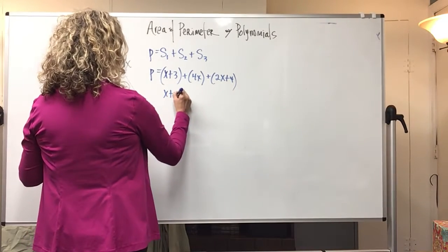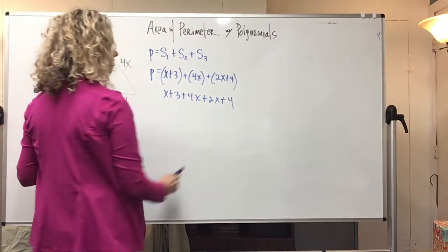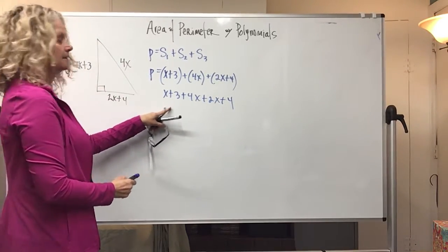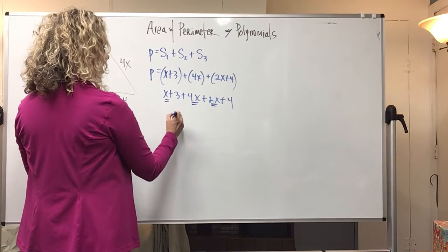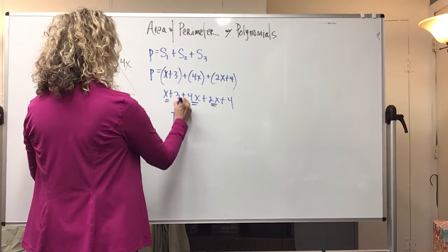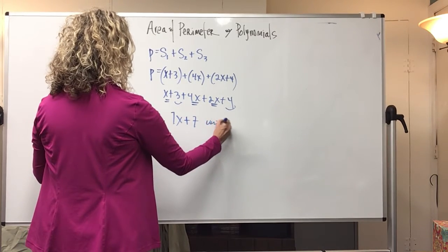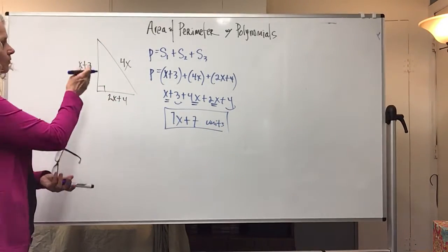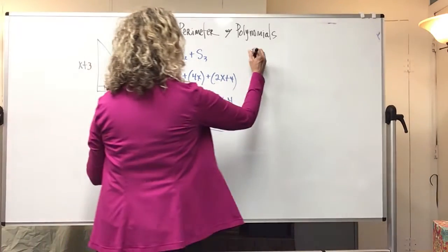So we're going to combine like terms. And if you had gone from this step straight to this step, that would be completely acceptable. So we have like terms, x plus 4x plus 2x is 7x, and 3 plus 4 is 7. And as we covered, perimeter is units. That's an expression for the perimeter of this triangle. Now we're going to move on to area.